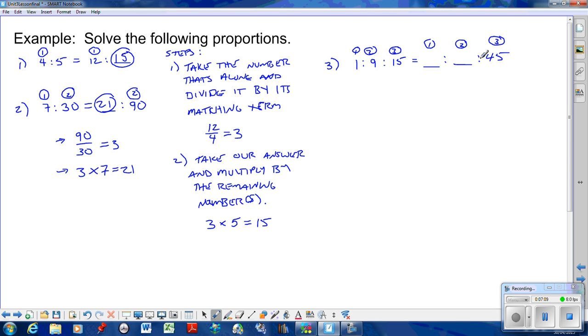We do have 2 matching ones, the 3. So that is our first stage. So we'll take the one that's by itself, the 45, and we're going to divide by 15. And again, we get 3. Seems to be a common theme for me here.